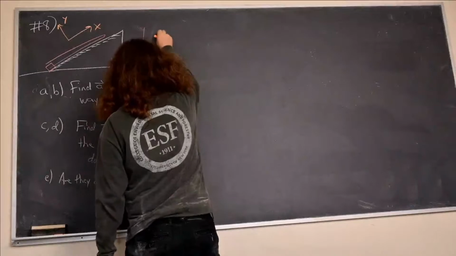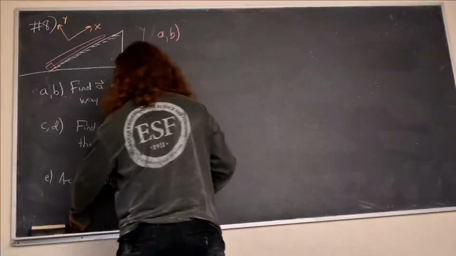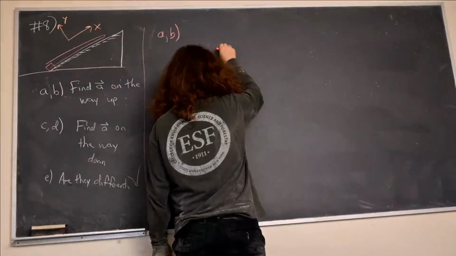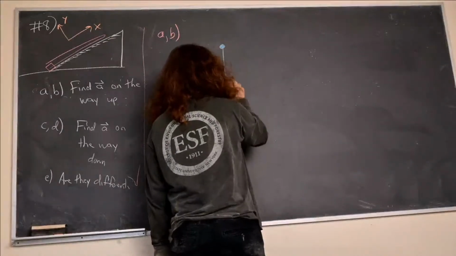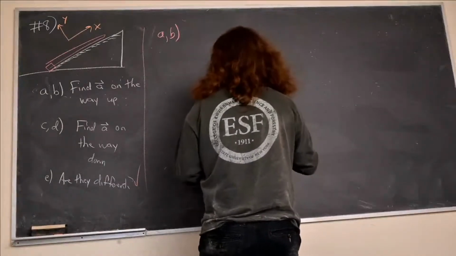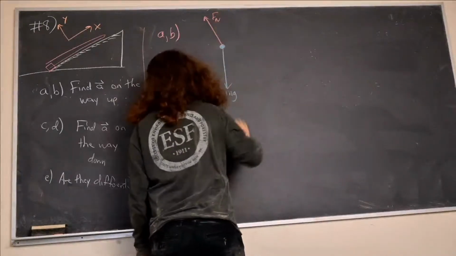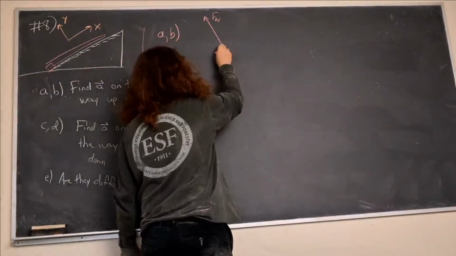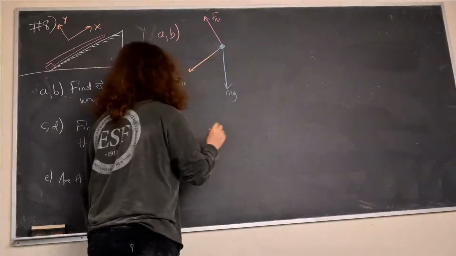So on the way up, and we're going to do this with our eraser, right? I'm going to draw the force diagram, and then we're just going to erase an arrow and redraw it. So on the way up, what forces do I have? I've got, as always, gravity going down. I've got a normal force like this. And if I am on the way up, friction goes in opposition to motion.